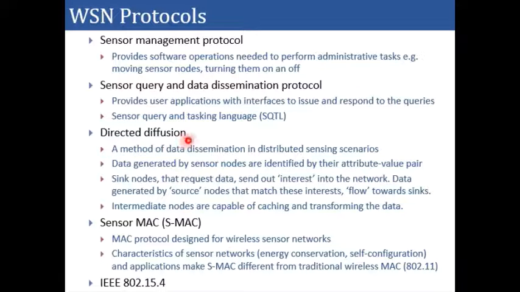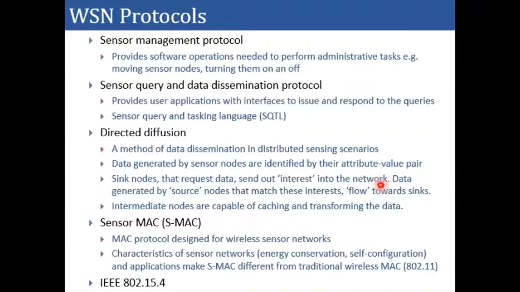Now another protocol is direct diffusion. So direct diffusion is a method of data dissemination in distributed sensing scenarios. Here, the data generated by sensor nodes are identified by their attribute value pair. So in this case, what will happen is that the sink nodes, meaning the nodes which are requesting data from the source, will send out their interest into the network. So interest means they are interested to receive the data.